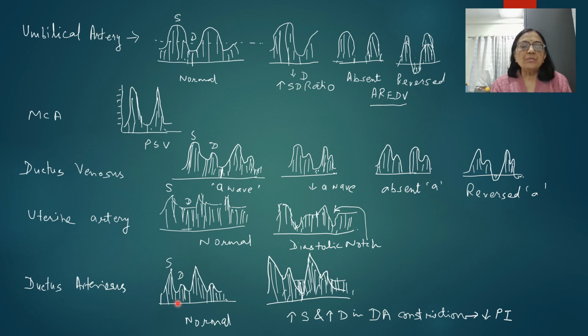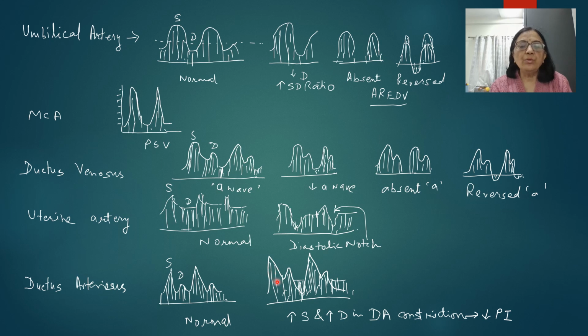Ductus arteriosus: whenever it is normal, it has a systolic peak as well as a peak diastolic velocity. Diastole also has a peak and then it comes down, and then there is an end diastolic flow. Whenever there is a constriction, the systolic velocity increases as well as the diastolic velocity increases, because of the obstruction to the flow, there is more velocity passing through.